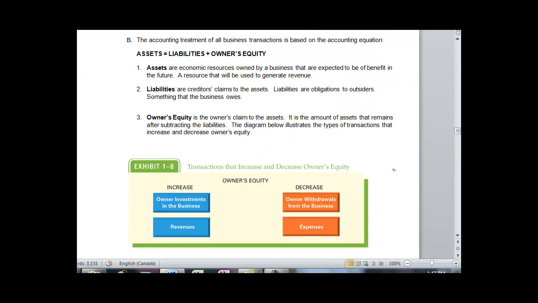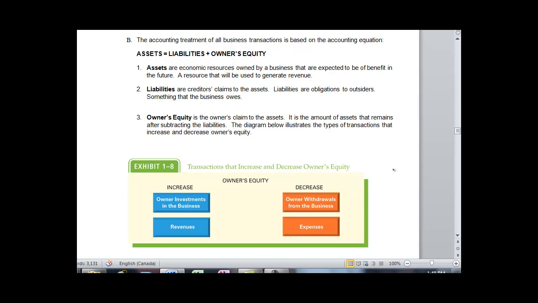How does this work? Well, every time we look at a transaction that takes place in a business, we record it using this assets equals liabilities plus owner's equity framework. And the recording of the business transactions is the foundation or the beginning of the accounting process itself. Before we carry on further, let's define what we're talking about. What is an asset, a liability, and an owner's equity?